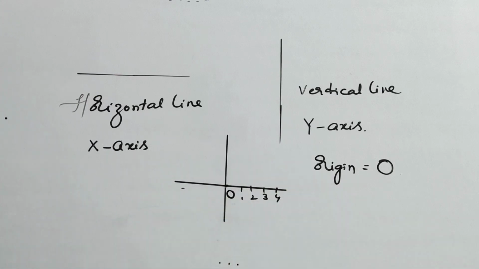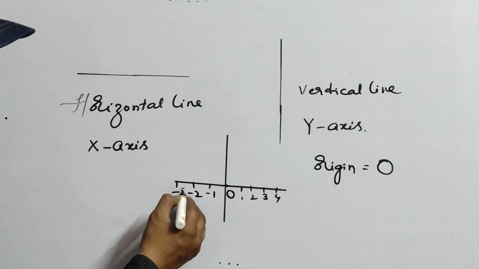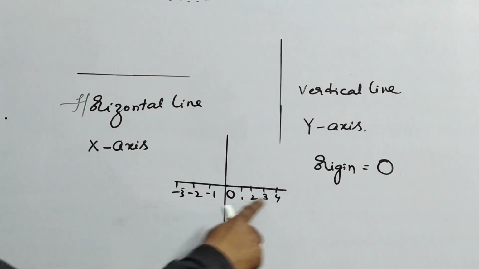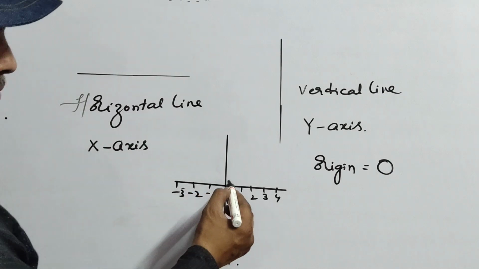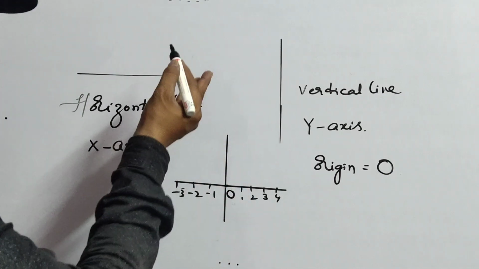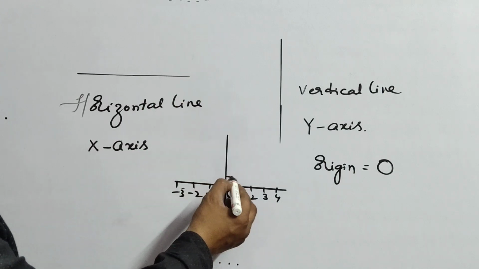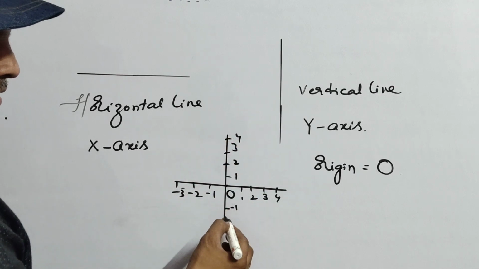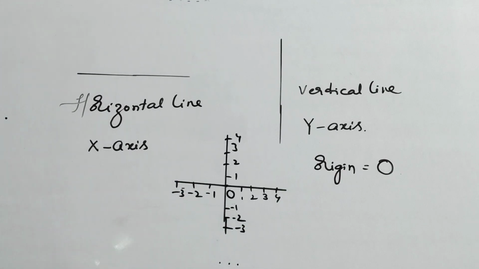Right side all positive numbers and left side all negative numbers. Okay. Right side you see all positive numbers and left side all negative numbers. Similarly, above the line, that means this is the center. The center above line all positive numbers and here the below one is all negative numbers. Okay. Just for clarification I gave you like this.